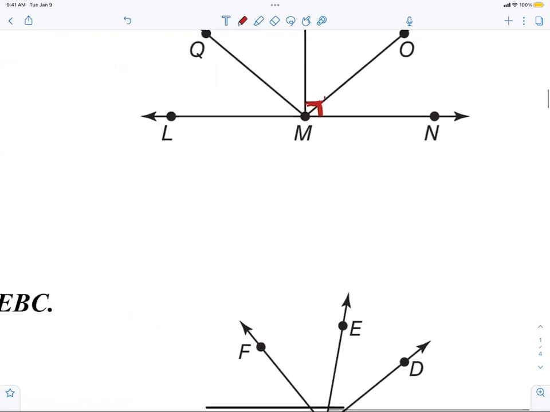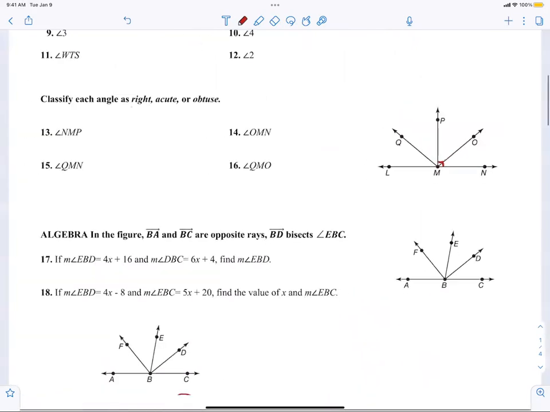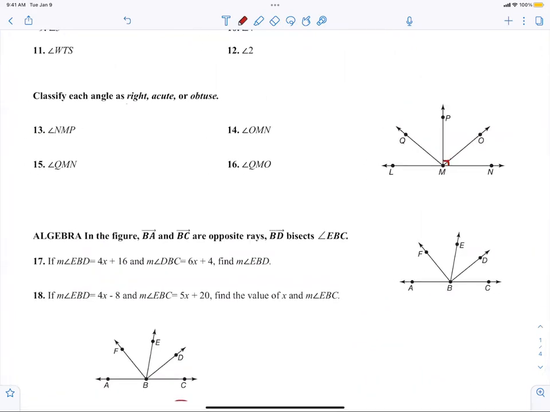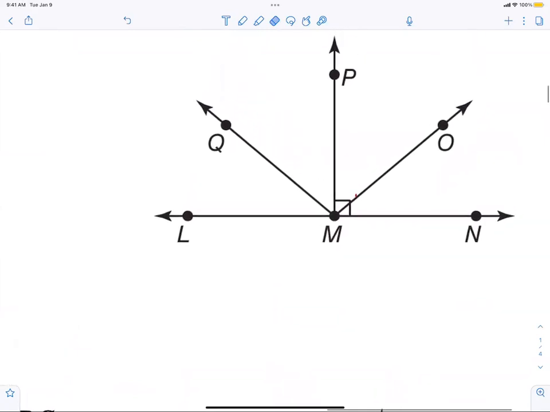All right. So let's see if you guys remember. All right. NMP. Yes, right. OMN. Acute. QMN. QMO. Yeah, it looks obtuse, but do I really care? No, because it's too hard to see, but it does look a little obtuse.